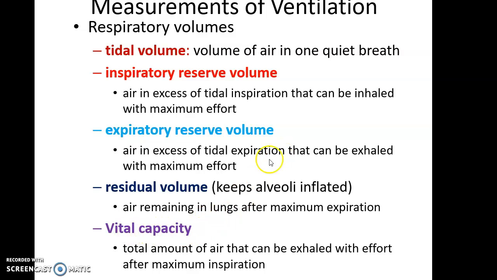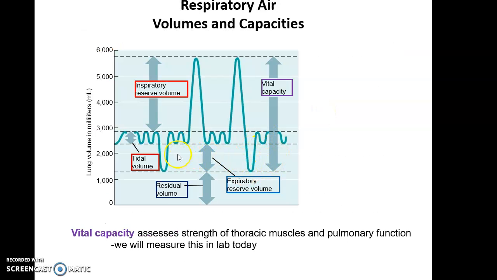And then the vital capacity is a very important number. It is the maximum amount of air that you can breathe in and out. If you try to breathe in as hard as you can and then breathe out as hard as you can, that is the vital capacity. And that is probably the most important number that is determined using a spirometer. So vital capacity would be expiratory reserve volume plus tidal volume plus inspiratory reserve volume, all of that air. And if we were meeting in person, we would be doing that.